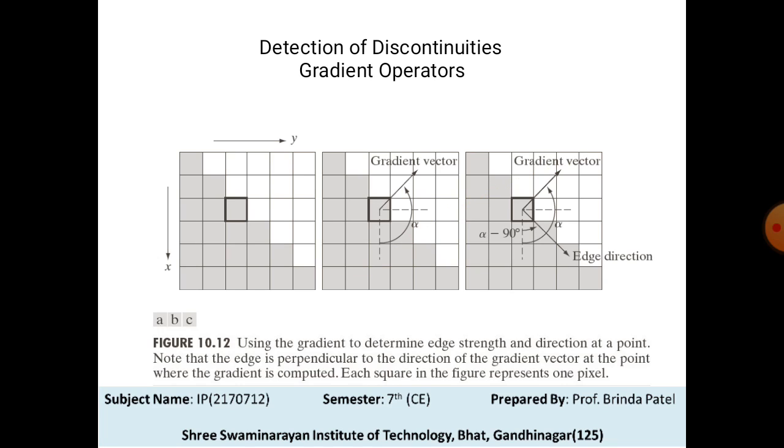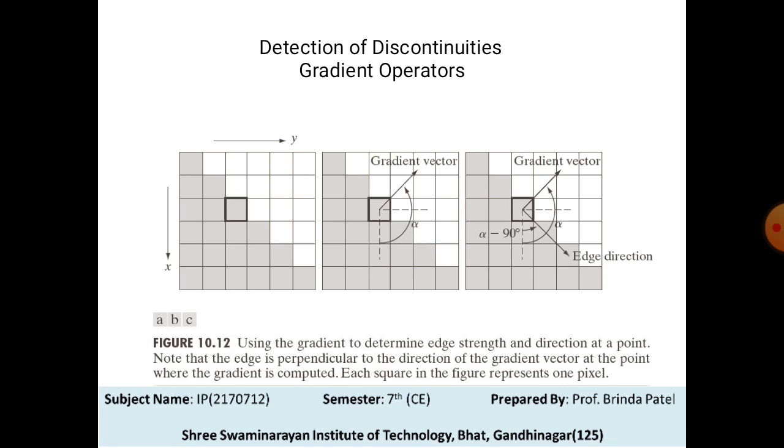This figure shows a zoomed section of an image containing a straight edge segment. Each square shown corresponds to a pixel, and we are interested in obtaining the strength and direction of the edge at the point highlighted with the box. The pixels in gray have value 0 and the pixels in white have value 1.